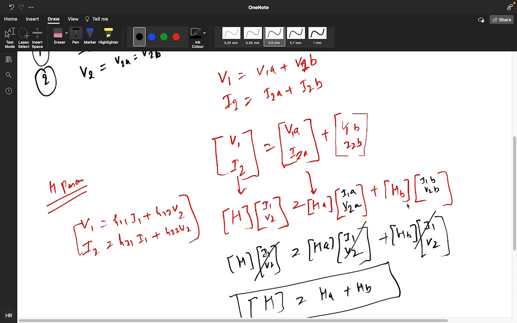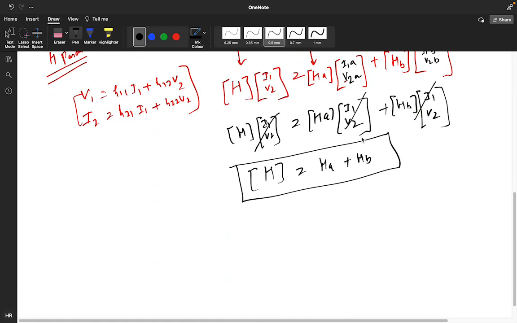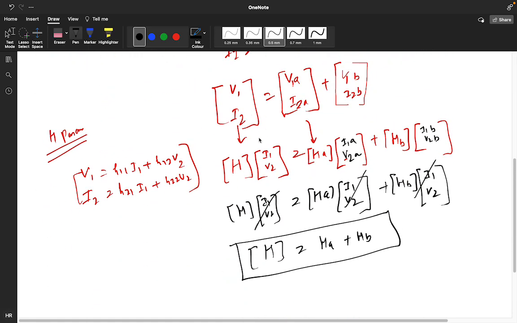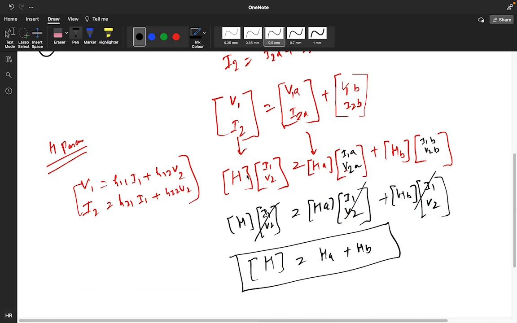And this V2A and V2B, both are in parallel connection. So that's why it will be equal to V2. So that's why V2 came. And here it was the general equations for these two port networks. So that's why it's H, I1, V2. So these all are cancelling out and we are getting the general solution that H parameter will be equal to HA plus HB.